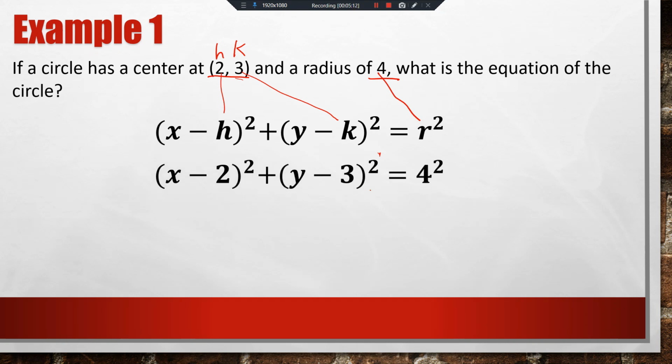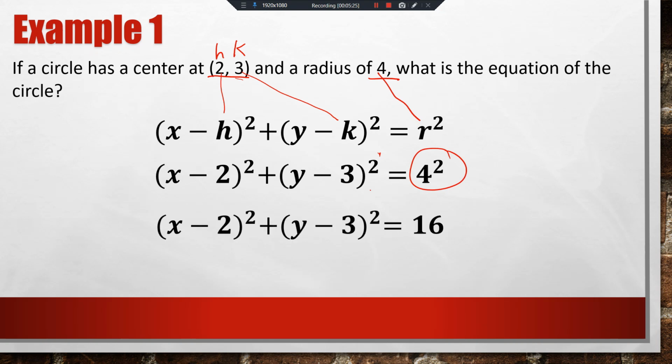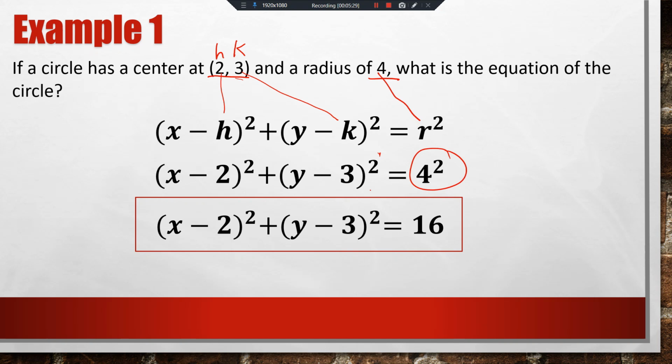And of course, we will simplify this 4 squared. As we all know, 4 squared is 16. So therefore, this is now the standard equation of the circle.